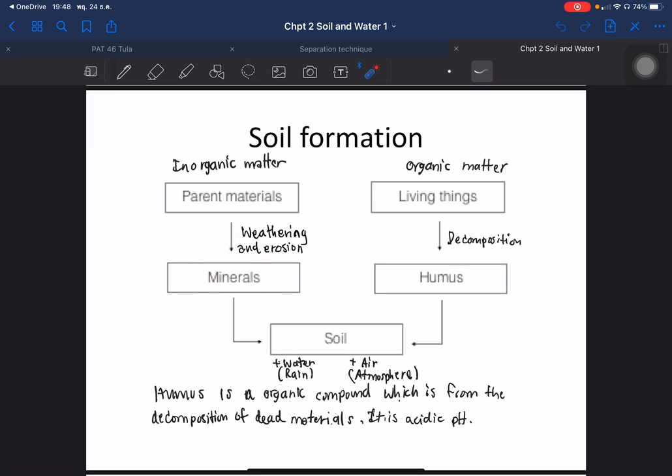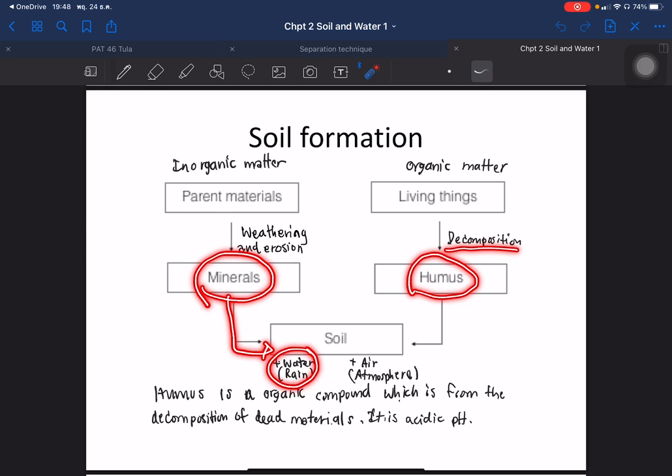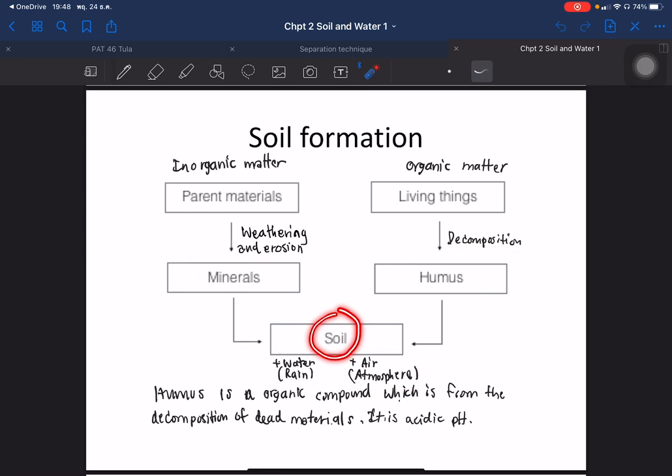And another part, the second part here, comes from the organic matter. This one comes from the living things. The living things here undergo the process of decomposition and produce the humus. When the humus combines with the minerals this way, with the combination of water from rainfalls and the air from the atmosphere, you will get the thing we call soils.